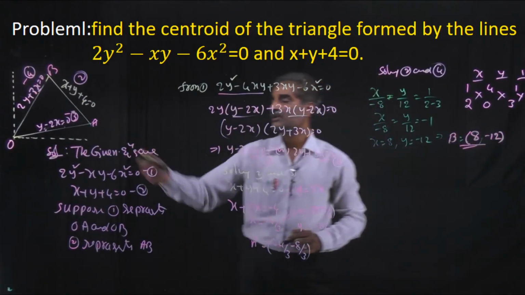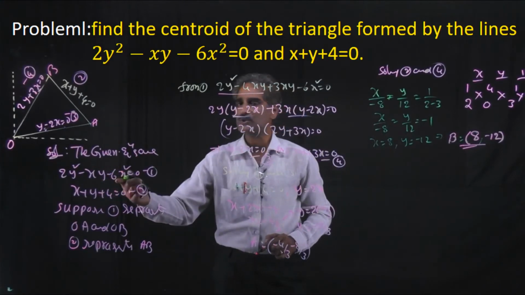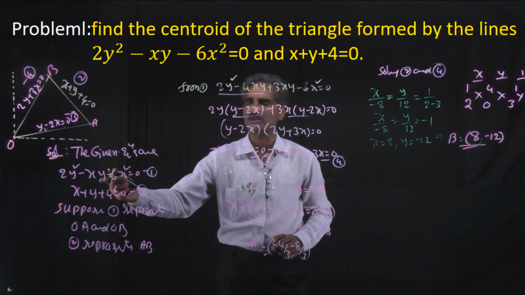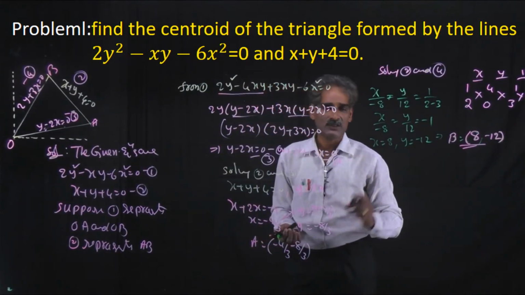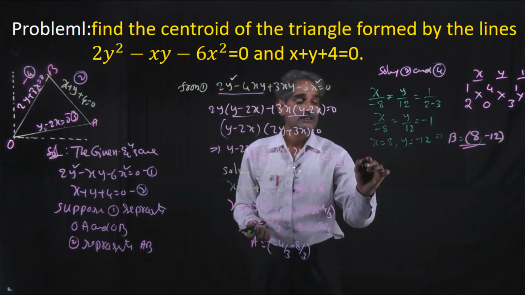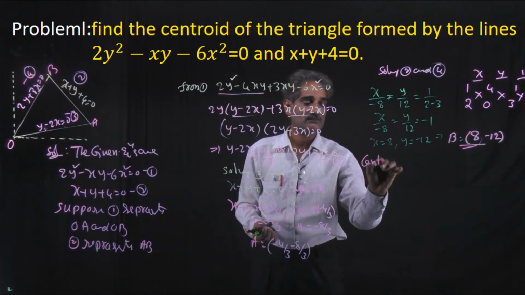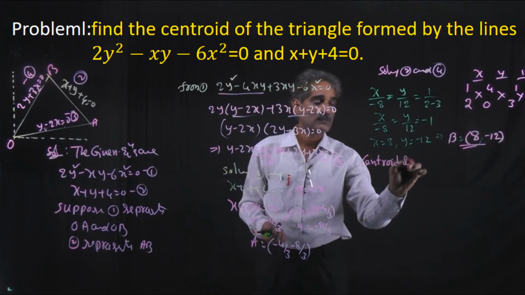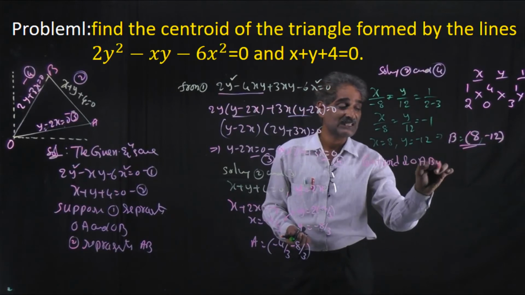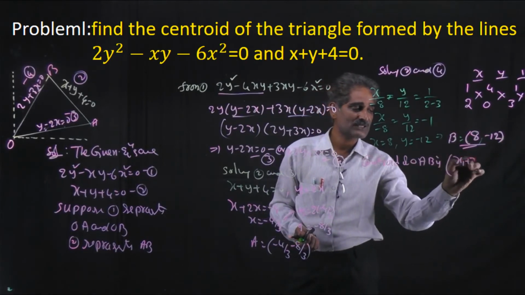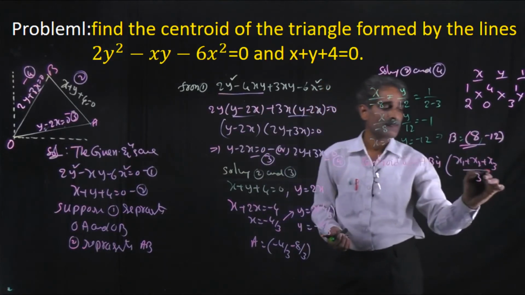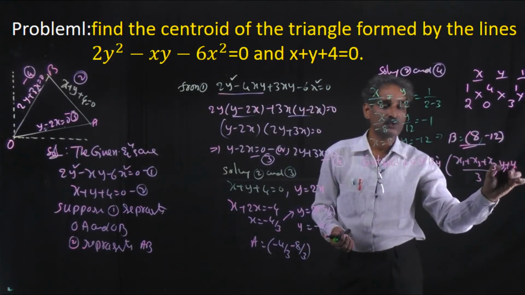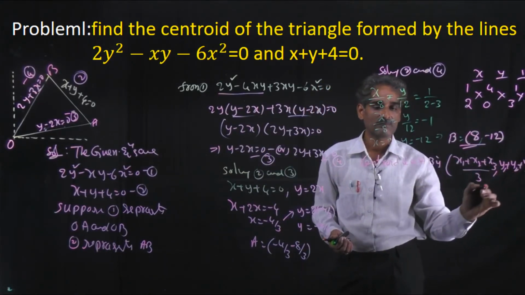Already O is there. O is the intersection point of these two lines, because this represents two lines passing through the origin, so (0, 0). So we have the coordinates of the 3 vertices. Now the centroid of triangle OAB is ((x1 + x2 + x3)/3, (y1 + y2 + y3)/3).